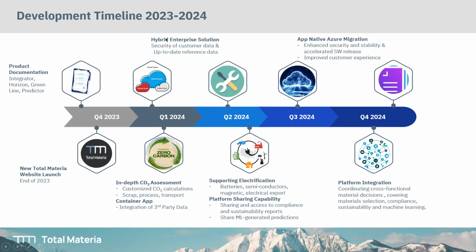We have hybrid enterprise solutions. You will see in the new year we have some new tools. We have supporting electrofusion, batteries, semiconductors, magnetic, electrical export properties, and this platform will give you more and more options every single month. And the application native Azure migration will be ready Q3 in 2024, next year, and platform integration will be done by the end of next year.